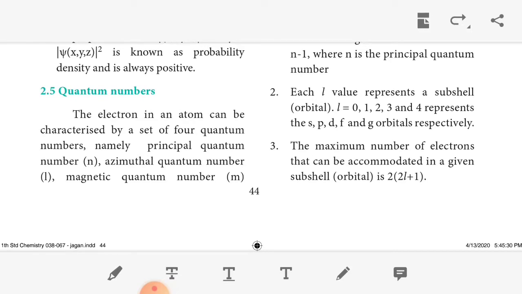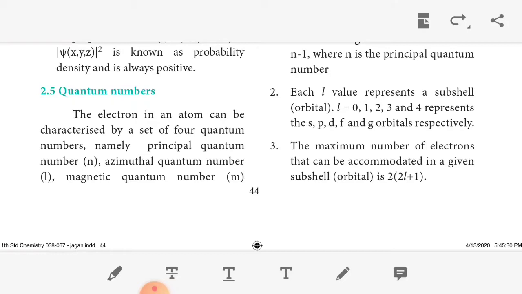It is called a quantum number. There are 4 quantum numbers: principal quantum number, azimuthal quantum number, magnetic quantum number, and spin quantum number. This is also asked as a 2 marks question: what are quantum numbers? You can write these 4 quantum numbers only. It may be 2 marks or 3 marks.